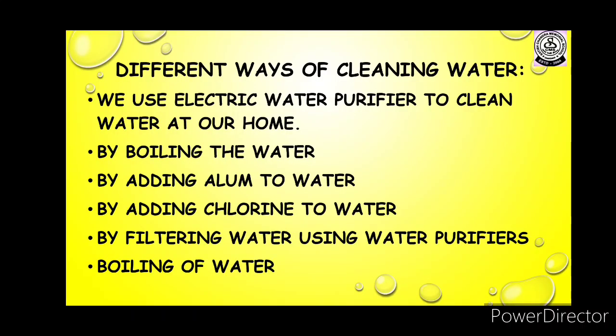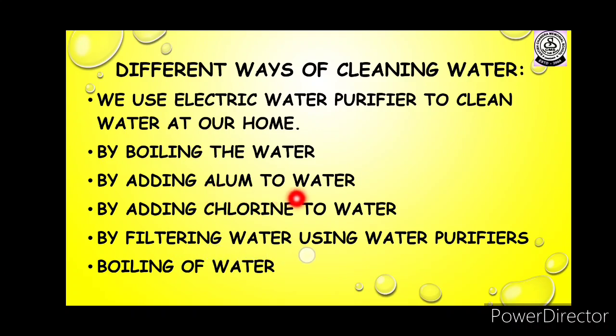Now, what are the different ways of cleaning the water? We use an electric water purifier to clean water at our home. Nowadays, every house has an electric water purifier, and it is the easier way for them to clean the water in our house. Most of us nowadays also boil the water. Boiling the water is the easiest and one of the most significant ways we can purify the water.